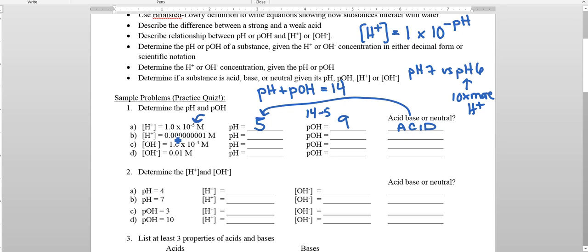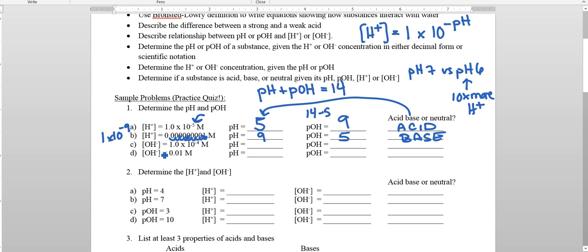All right, this one right here, it's not written in scientific notation. Sometimes it can be helpful to write that out. So let's see. We can move this decimal 1, 2, 3, 4, 5, 6, 7, 8, 9. Ooh, that got a little messy there. It looks like this is 1 times 10 to the negative ninth, which means our pH is going to be 9. 1, 2, 3, 4, 5, 6, 7, 8, 9. Okay, just want to make sure I counted that right. The pOH is 14 minus 9, so that is 5. And since the pH is 9, this one is a base.